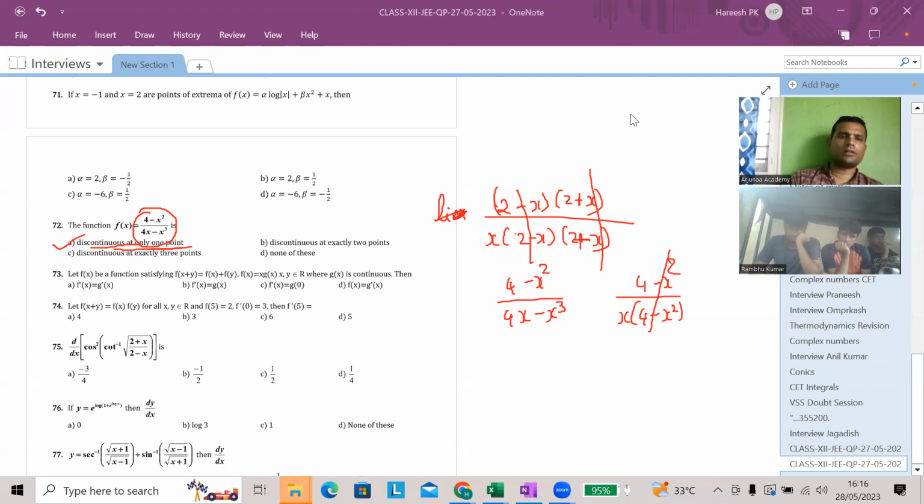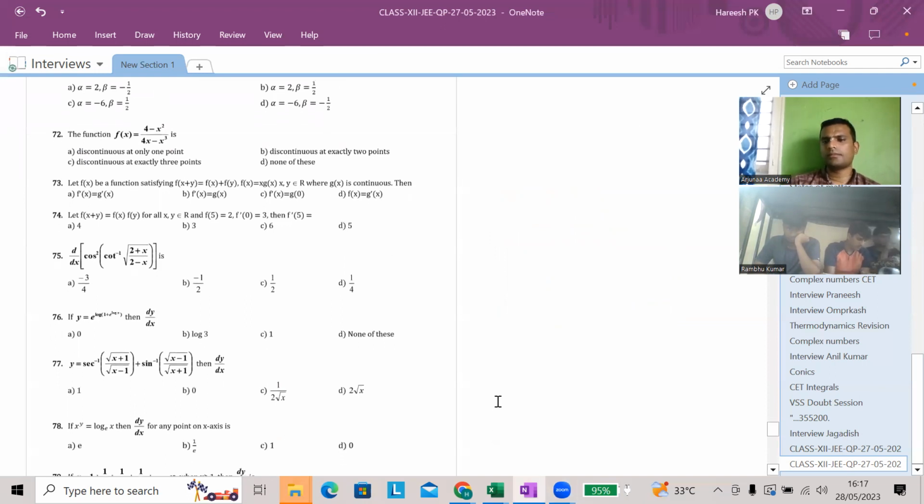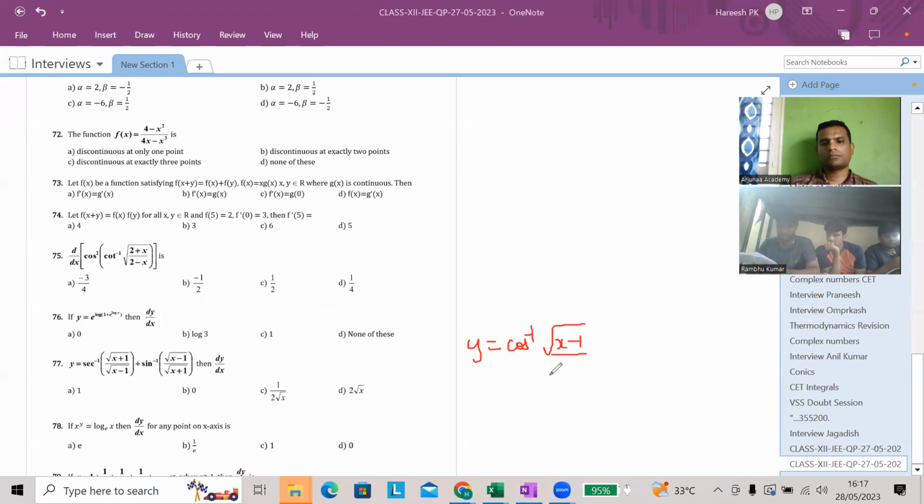Okay. Now coming to the 77th. That is also very easy. Sheshadri, read the 77th question. y equal to secant inverse of root x plus 1 by root x minus 1, plus sine inverse of root x minus 1 by root x plus 1, then dy by dx.